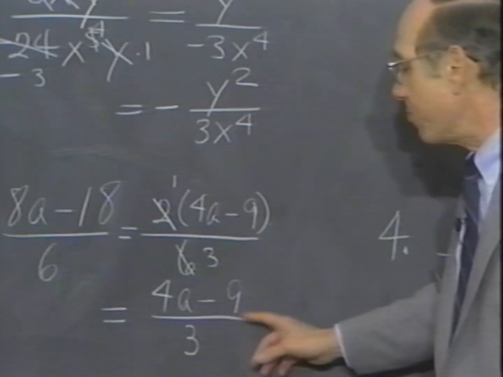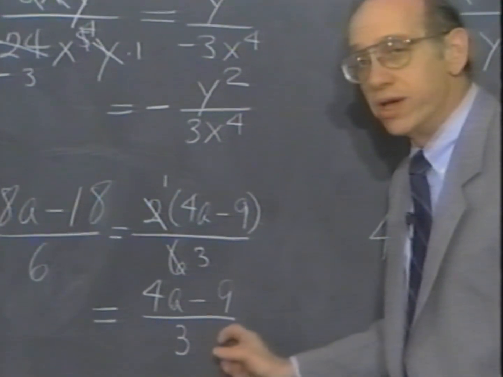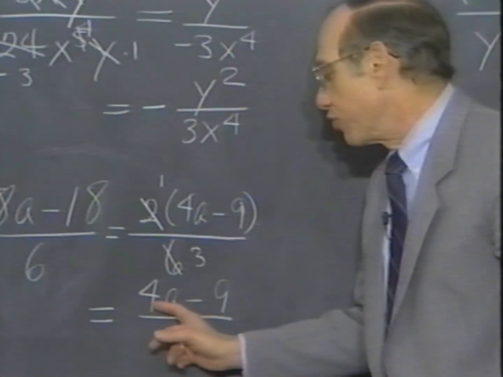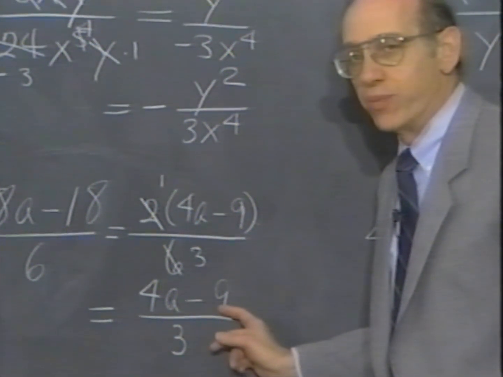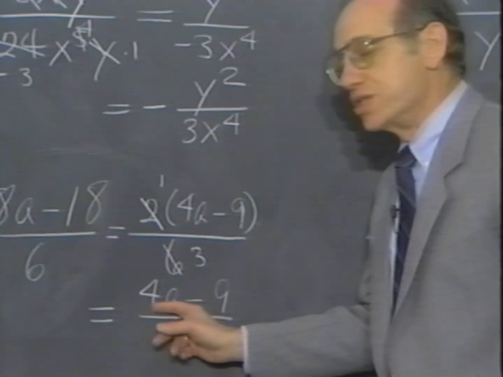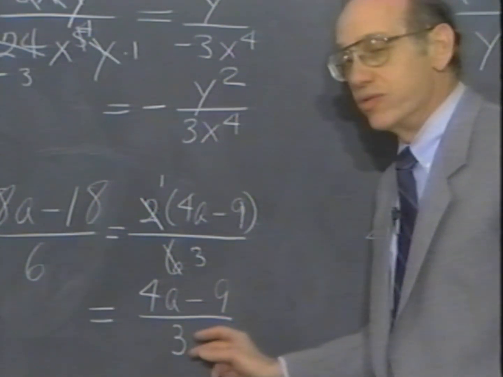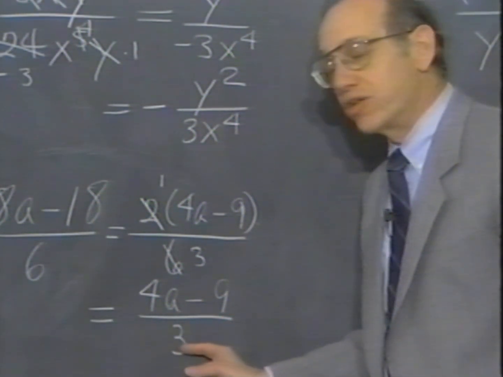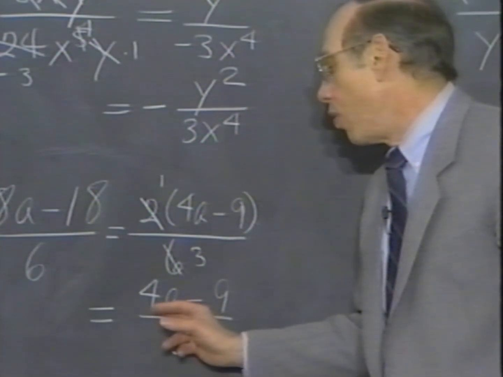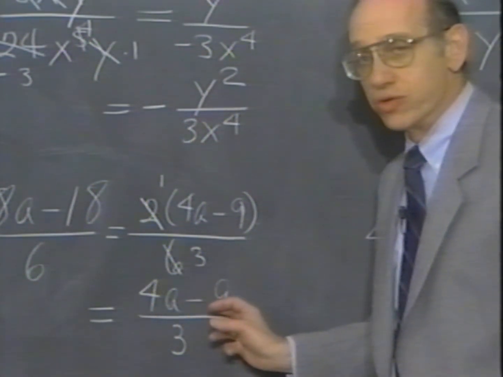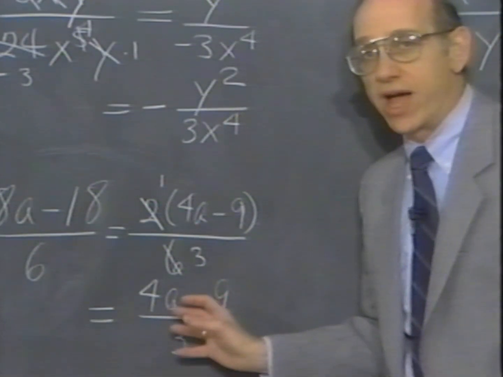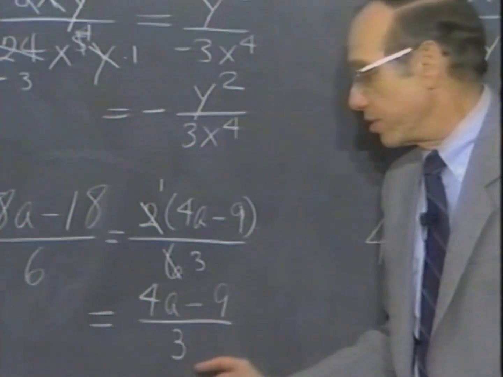Now notice, a lot of people would like to divide this 3 into this 9. But the 4a is not being multiplied by the minus 9. So it's not a factor. These are added. And you can't cancel a factor in the denominator with 1 into one of the terms in the numerator. It must be a common factor of the entire numerator.